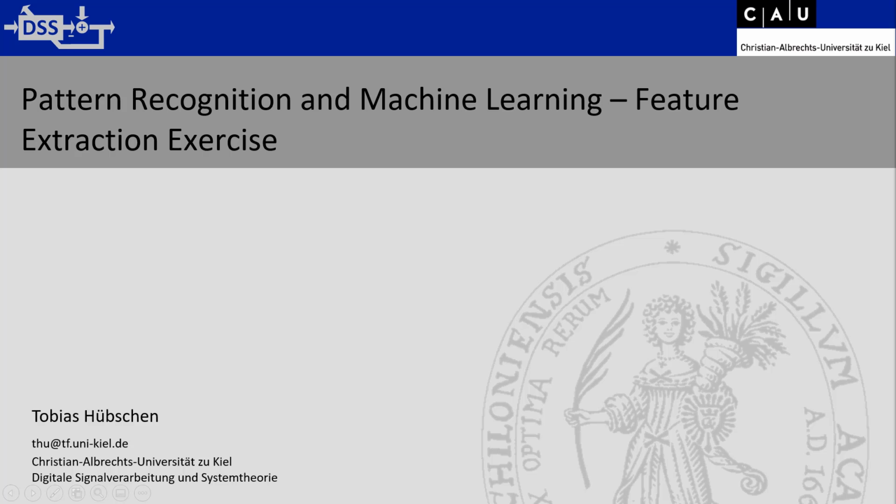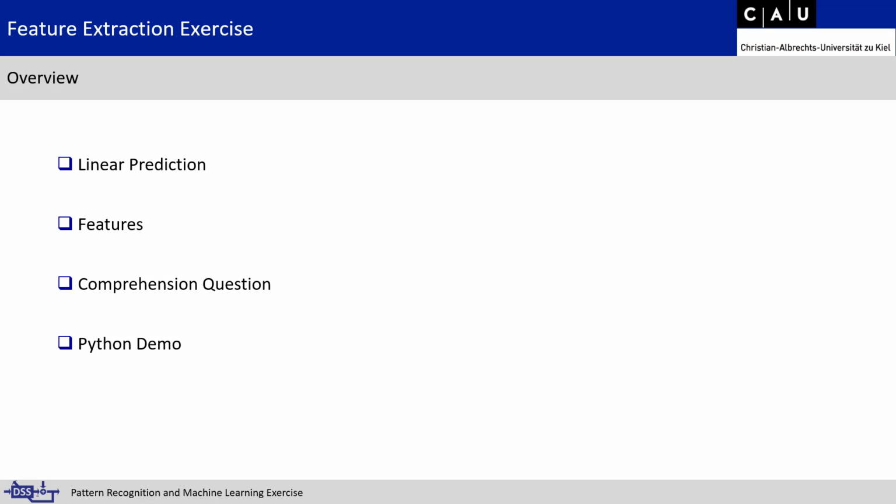Welcome to the third exercise for the lecture Pattern Recognition and Machine Learning. In this exercise, we will focus on feature extraction. We will start by reviewing the linear prediction basics, and I will do this review using the notation from the lecture Adaptive Filters. But then when we look at the three features that you learned about in the lecture, we will transfer this notation, of course, into the notation required for the features. And then we have our comprehension question section, and we will finish with a Python demo. So let's go ahead and get started.